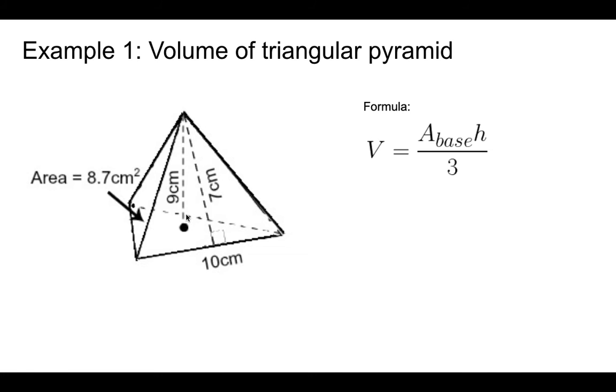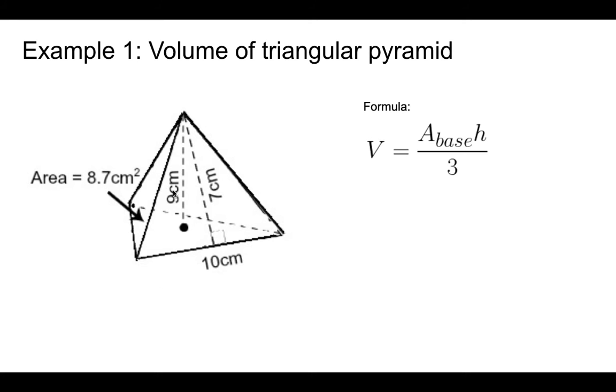So here's an example. We have this triangular base pyramid. You can see the bottom is a triangular base, and then each side is going to be triangular. It tells us the area of the base is 8.7 centimeters squared, and the height of the pyramid is 9 centimeters. So it goes from the base all the way to the top point. This is called the height. This right here that measures the height along the side of a triangle is called the slant height. And we're going to use that when we're calculating surface area.